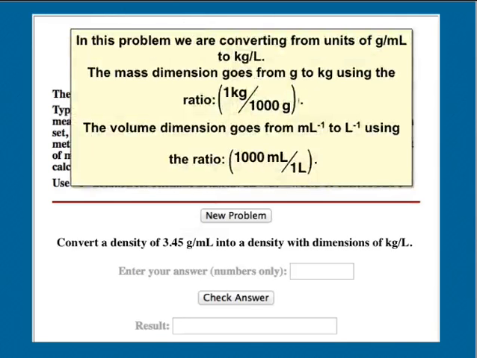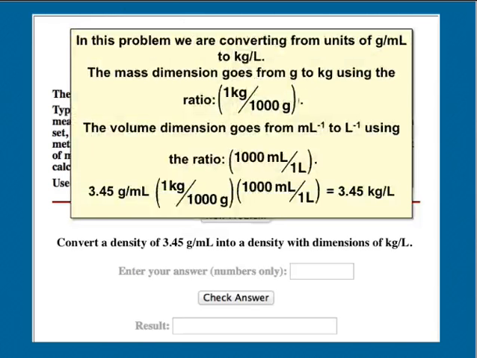All we have to do is line up these ratios and multiply it by our given. Here's our given. Grams are going to cancel. Milliliters are going to cancel. And we are left with 3.45, exactly the same as we started with, as our answer. Any questions?